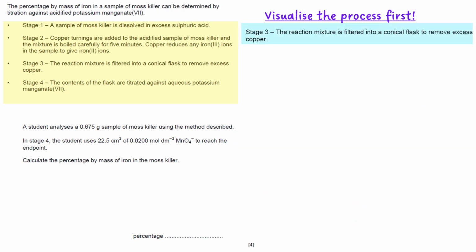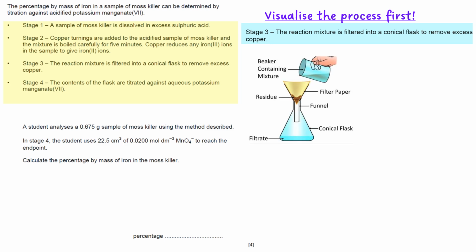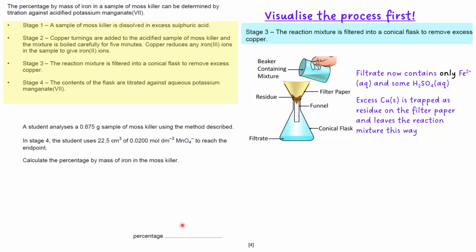So then it says the reaction mixture is filtered into a conical flask to remove excess copper. So the filtrate, this part down here, contains only Fe2+ and some H2SO4. The excess copper is trapped as residue on the filter paper, and the filter paper is then thrown away, so the copper has been removed from the reaction mixture.